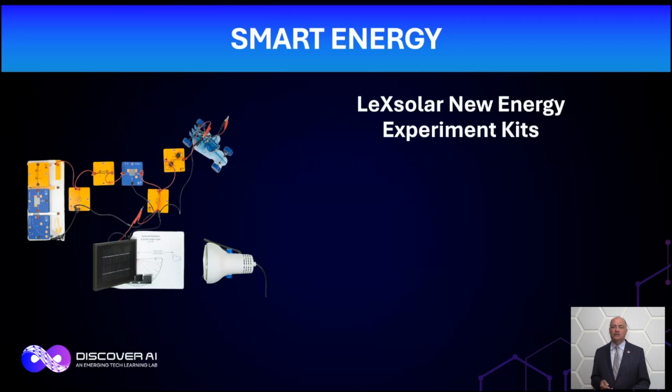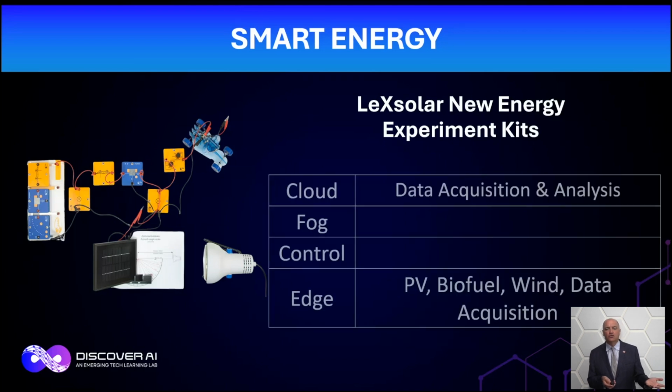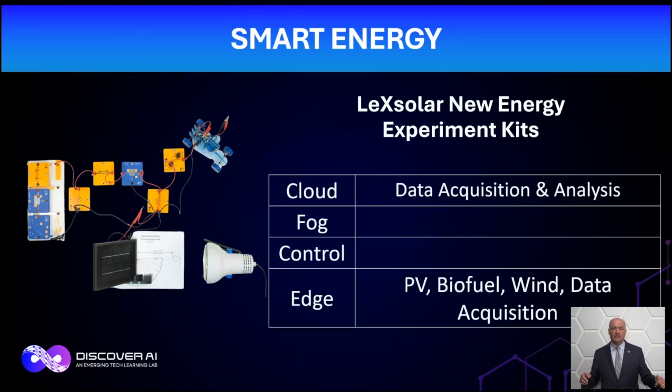We think about how the edge to cloud continuum manifests itself. In this particular case, using the Lex Solar New Energy experiment kits, we focus on the edge and we focus on the cloud. Out on the edge, we've got photovoltaics and biofuels and wind and data acquisition and all the sensors we can use to measure what's going on there, sending that information up to the cloud. We're teaching students how we acquire data, how we analyze that data, and how we use that data to improve performance. Really, really important fundamental competencies in advanced artificial intelligence.